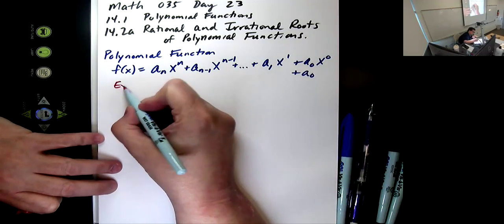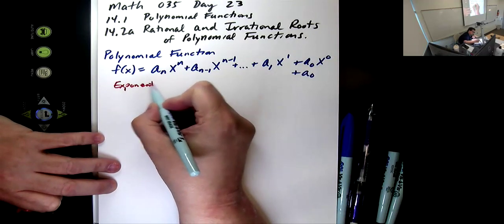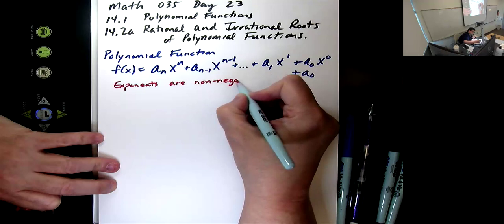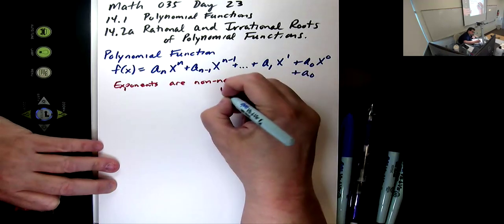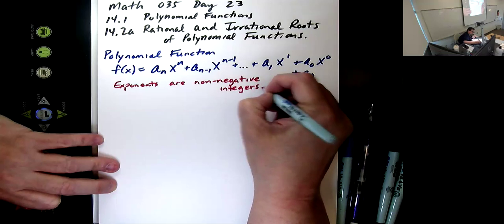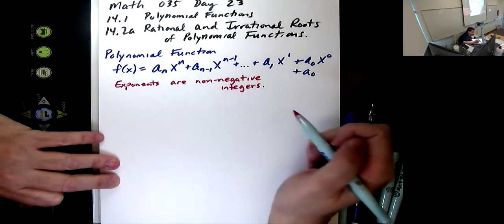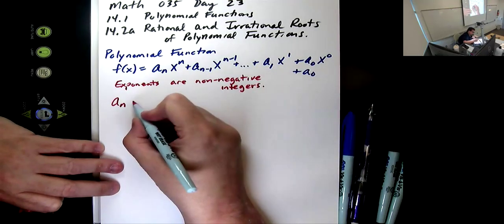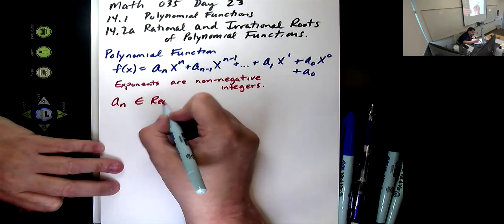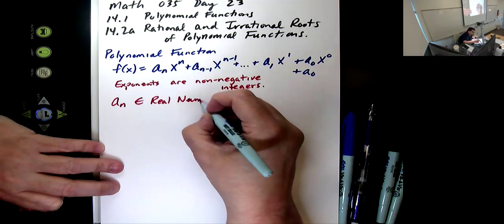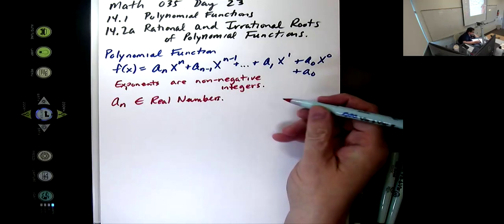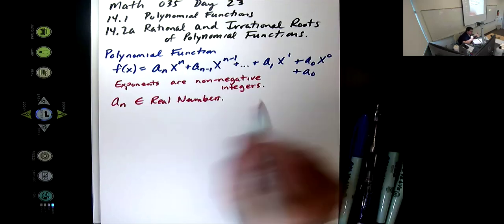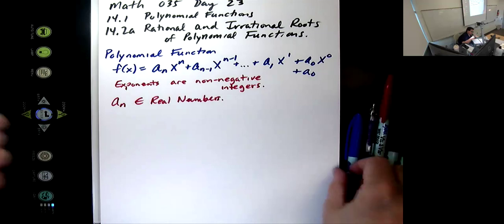The exponents are non-negative integers. You do not want fractions, you do not want negatives. And I would even say positive, but we have the x to the 0, and 0 is a positive. A sub n is real, all of them are real numbers. So that's a polynomial function.